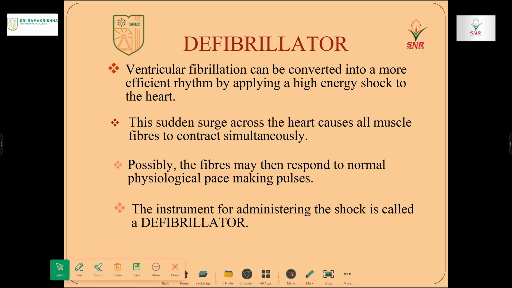So, ventricular fibrillation can be converted into a more efficient rhythm with the help of the defibrillator. We can provide a high energy shock towards the heart, and with the help of that, we can convert it into a normal efficient rhythm. This sudden surge across the heart causes all the muscle fibers to contract simultaneously. Possibly the fibers may then respond to normal physiological phasing, making pulses. The instrument we use for this is called a defibrillator.